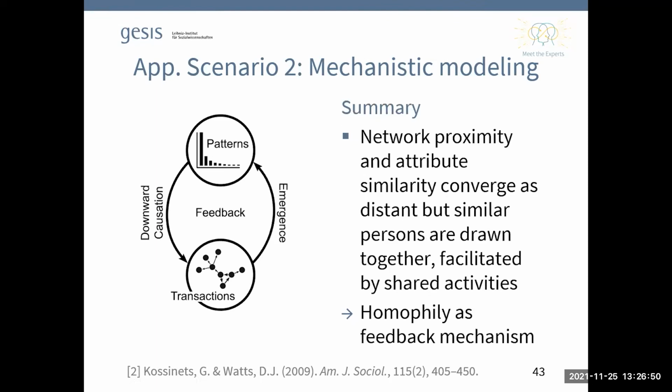So in summary, their finding is that network proximity and attribute similarity converge as distant but similar persons are drawn together, facilitated by shared activities. So this is homophily as a feedback mechanism, because you have both emergence and downward causation going together in a mechanism.